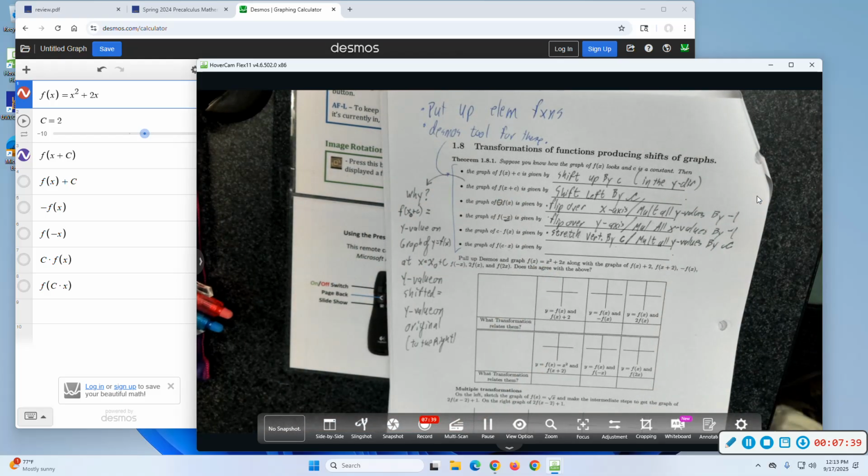So what do you think should happen if I put the c inside of the parentheses next to the x? Stretch horizontally. I hear a stretch horizontally. Ooh, but that's what you intuitively think should happen. So the opposite happens. So what's the opposite of stretching? Yeah, but still horizontally.